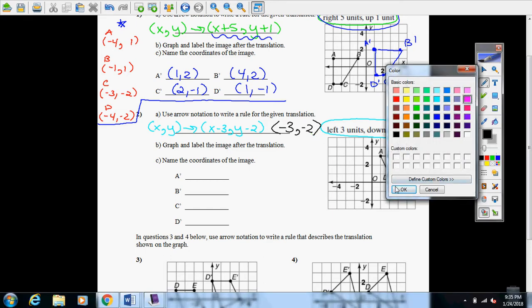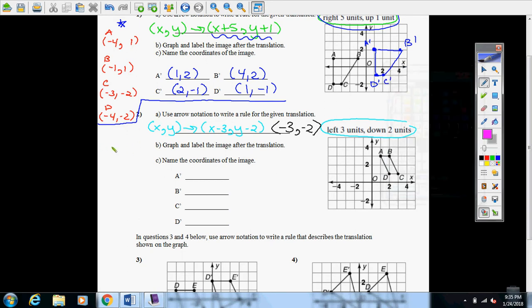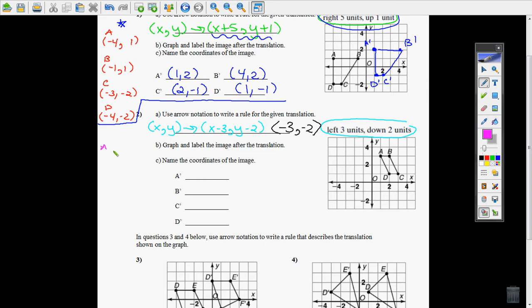So now we are going to graph and label the image. So A is at (1, 3). B is at (2, 3). C is at (3, 1). And D is at (2, 1). So I'm going to perform the translation here. So A prime is at (-2, 1). B prime is at (-1, 1). C prime is at (0, -1). And D prime is at (-1, -1).